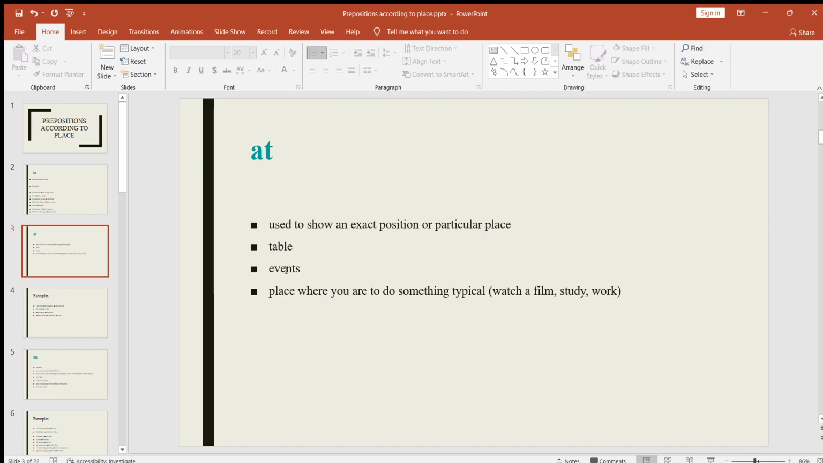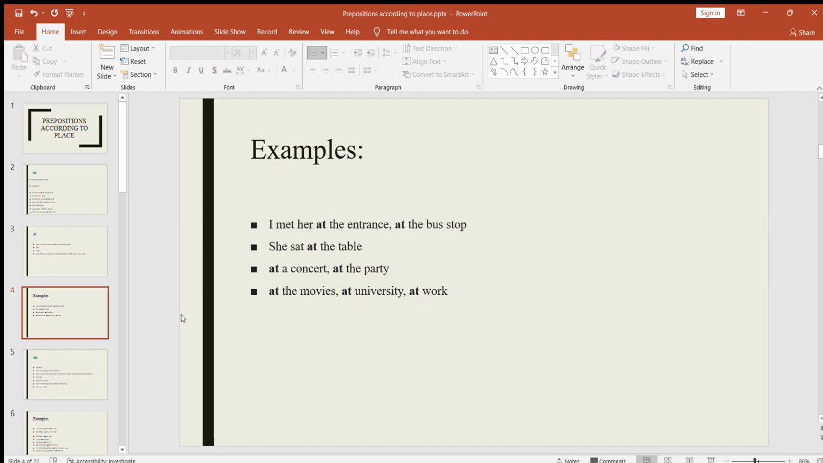For events we use "at", for example, I'll see you at the birthday party. Now, "at" is also used for a place where you are to do something typical, like watch a film, study, or work. It is a place where you don't live, you go there for a short time to do something, and afterwards you come back. So let's look at the examples: at the movies, at university, at work.